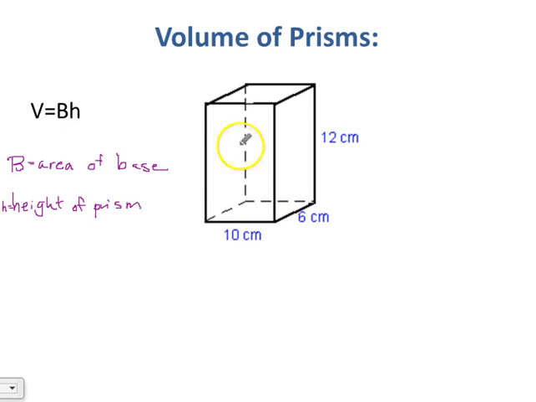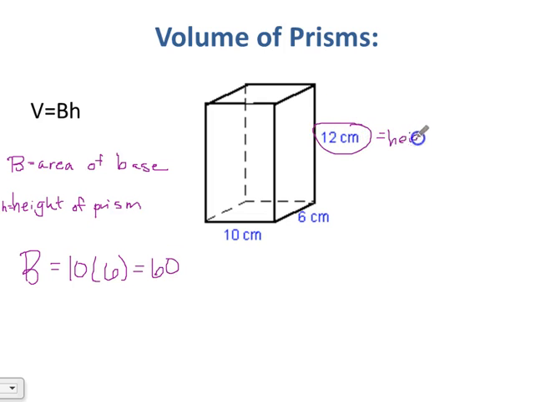So let's go ahead and find the volume of this prism. We already found the surface area, so let's not stop now. So let's calculate the B, the area of the base. We already did that. It's a rectangle, 10 times 6, which is 60. And now the height is 12. We know this is the height.